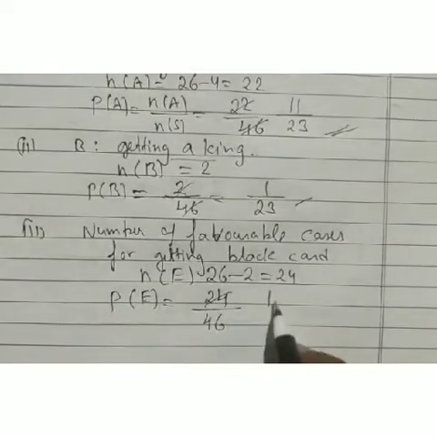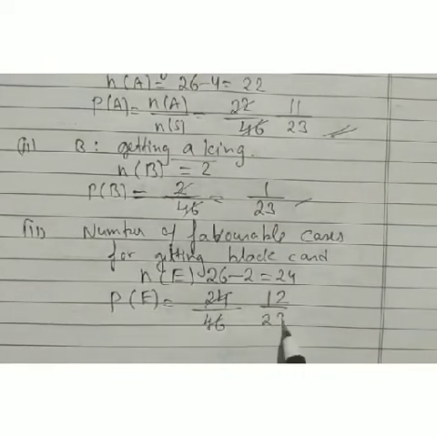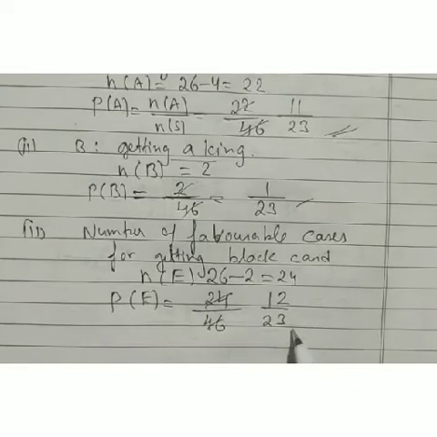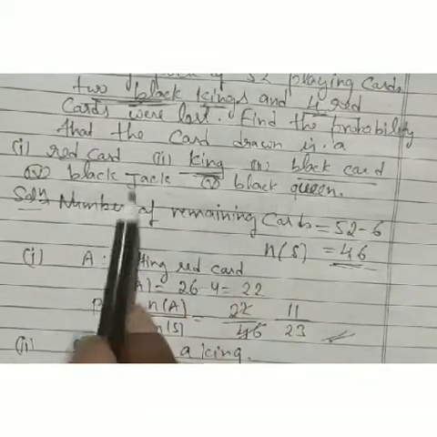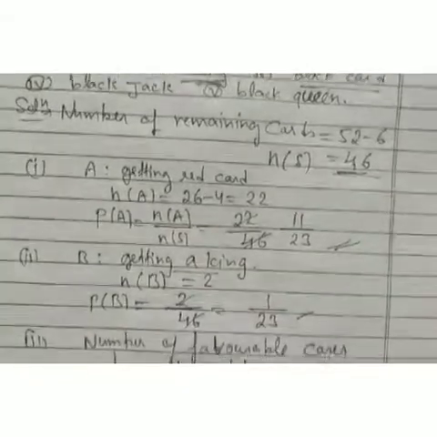Now we have the probability of getting a black card, then a red card, the probability of a king, and the probability of black. Now we are going to find out the probability of getting a black jack.